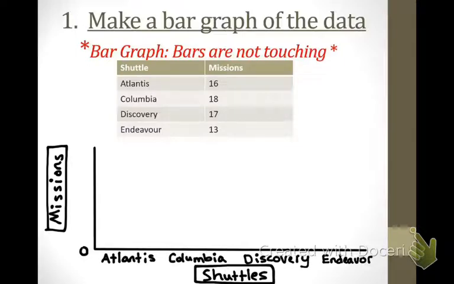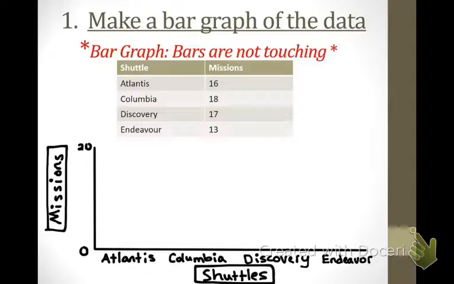Now what I've got to do is look at the range of my data. What's the smallest number of missions? 13. What's the biggest number? 18. 18, okay? So I know I need to go just a little bit above 18. What's an even number that's bigger than 18? 20, okay? So let's go ahead and just do the top up there, a 20.